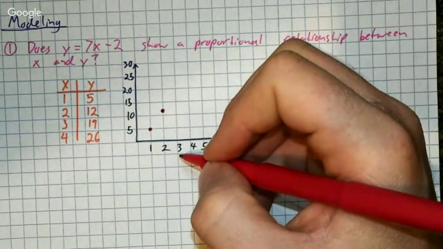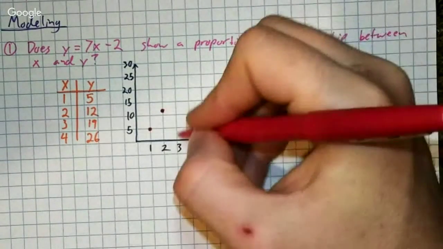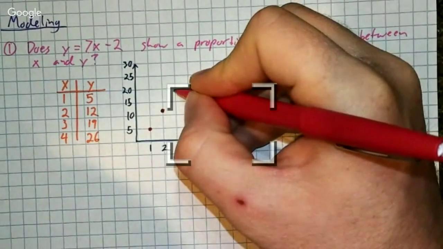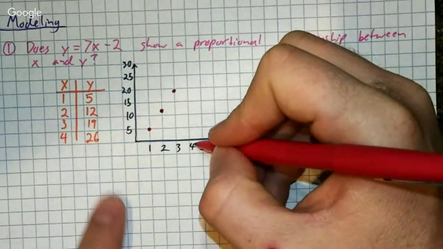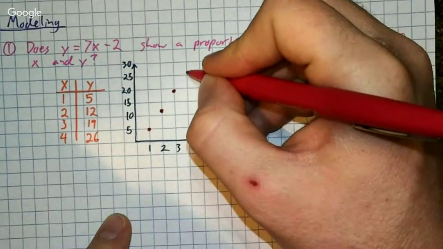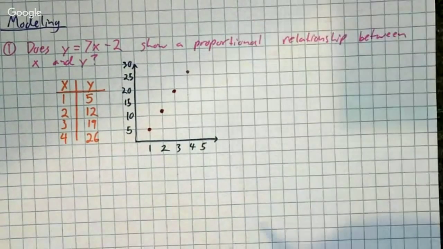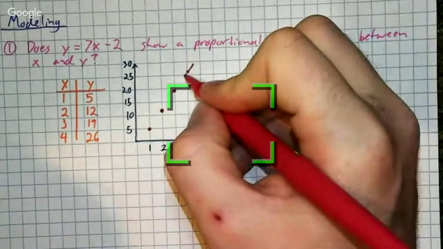3, 19. 3, 19, about right there. 4, 26. 4, 26. Okay, and then we go ahead and connect.